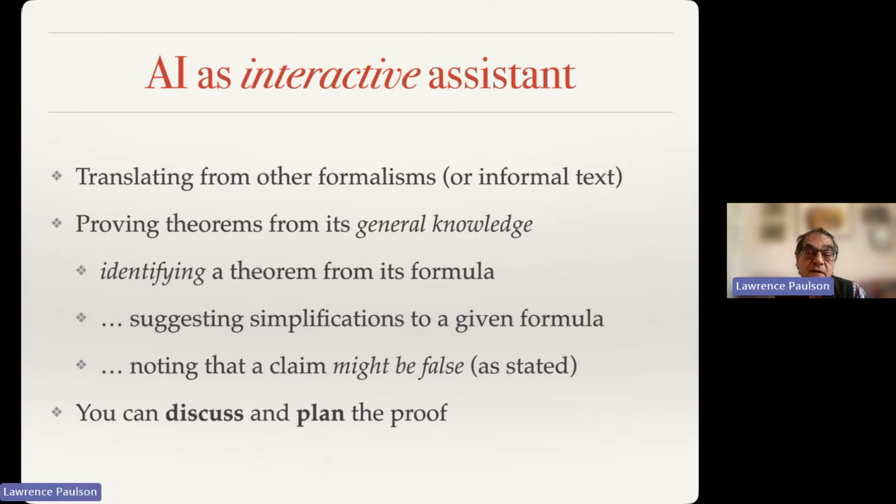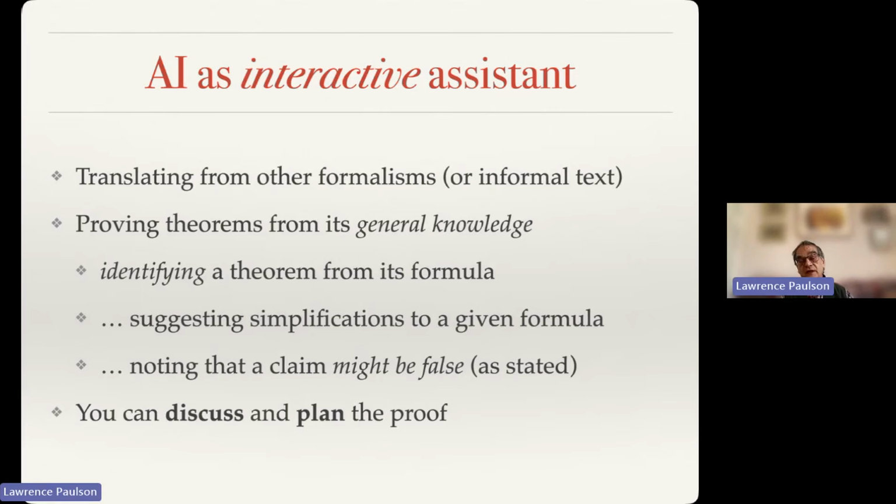I would like to go back to the idea of AI as an interactive assistant. Just the experiments I've been doing in the last few weeks have shown some things it can do. I may have mentioned most of these already, so I'm almost getting to conclusions now. It translates from the languages of other proof assistants. It translates from ordinary mathematical text. It has a lot of general knowledge.